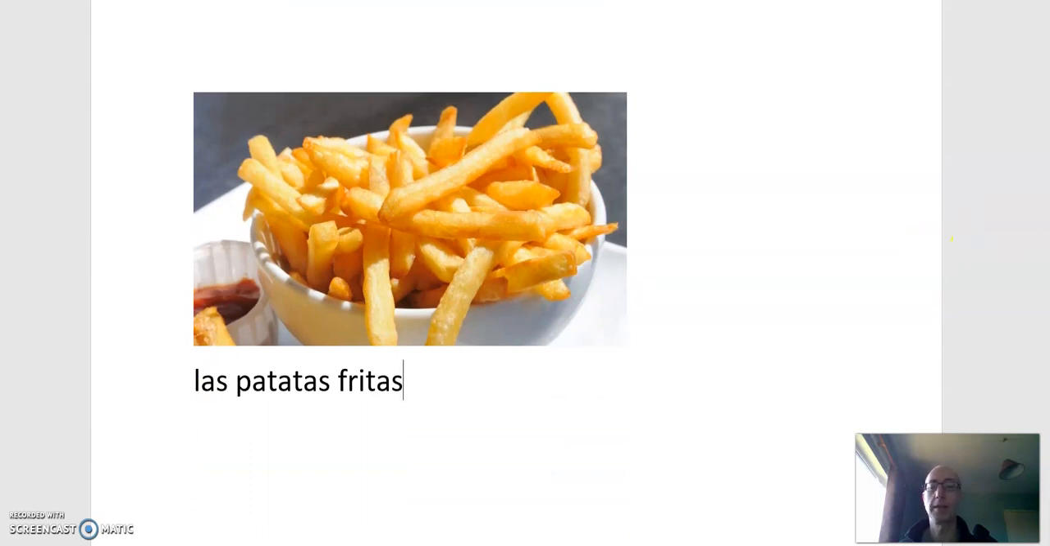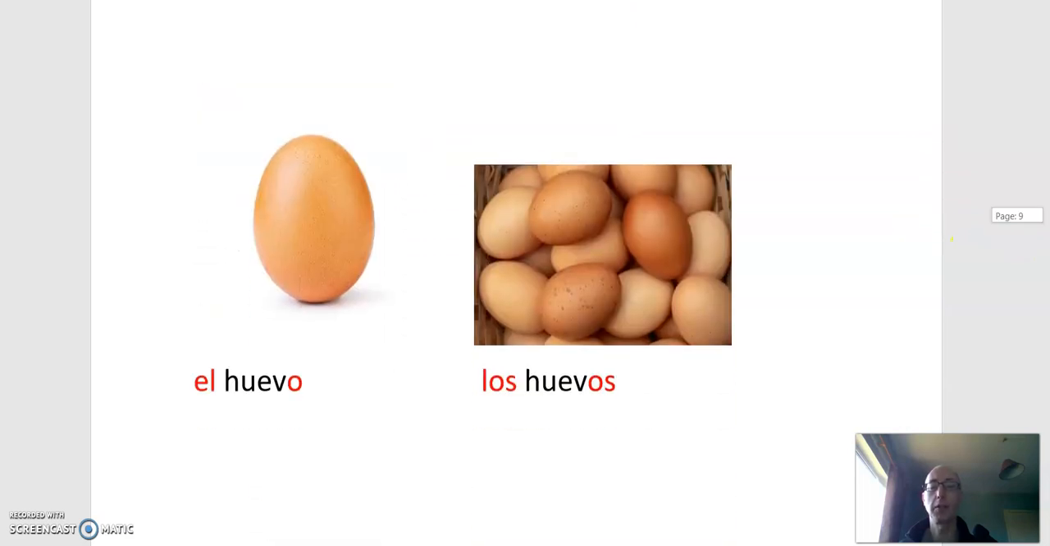So we'll do some more practice in a second. Let's just look at these articles. Again, the article in this case means the. El and los. So in Spanish we have masculine and feminine nouns. A masculine noun usually has O at the end. Not always, but usually. And it has el before it.